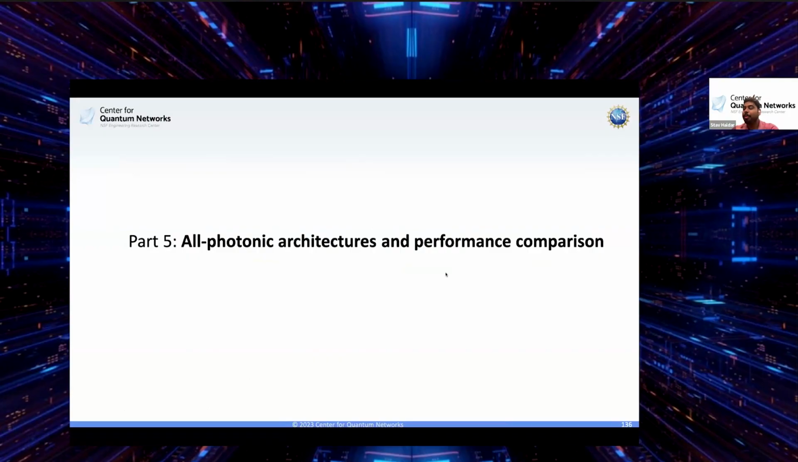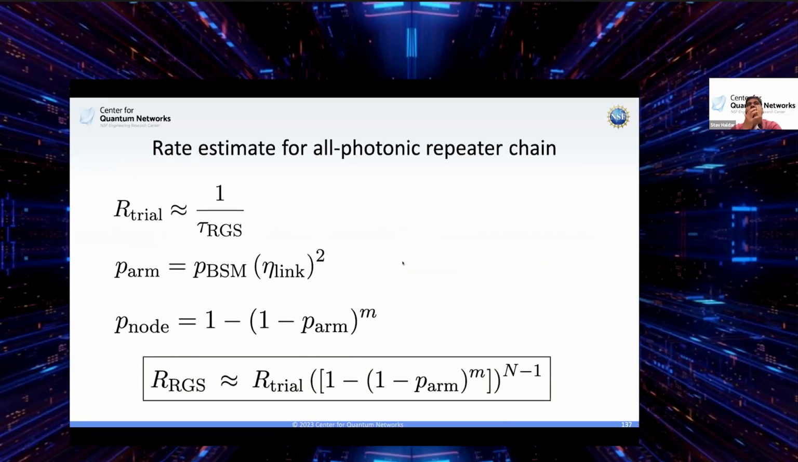Okay, so now we move to the last part of this course. And here we would just briefly compare the different photonic architectures that we have, and a little bit to the matter-based schemes as well that we had discussed. So let's do that. So let's first try to do a very coarse estimation of what would be the end-to-end rate of entanglement for this Azuma scheme that we just discussed, right? And this is a very rough estimate.